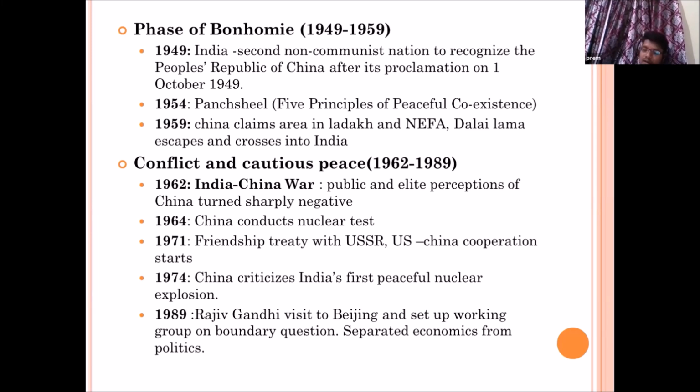That means Taiwan also wants to be recognized as China, and the People's Republic of China, that is mainland China, both want to get recognition by other countries. While they were competing, India didn't even care for Taiwan. It immediately recognized the People's Republic of China. So that is how 1949 was a significant movement.